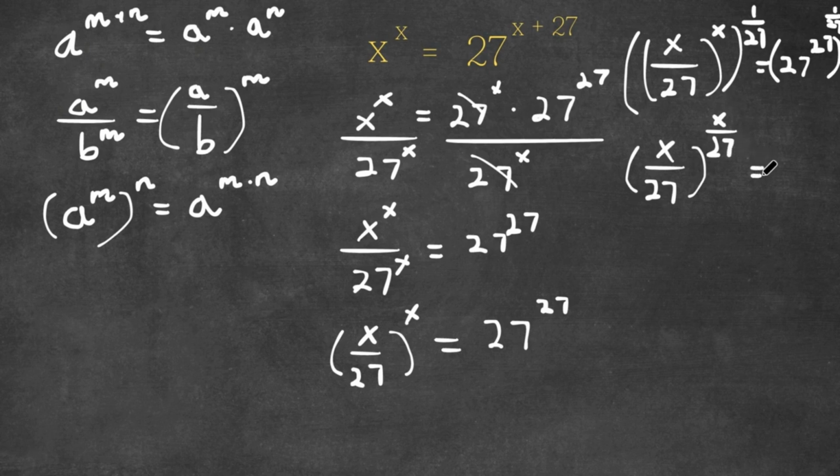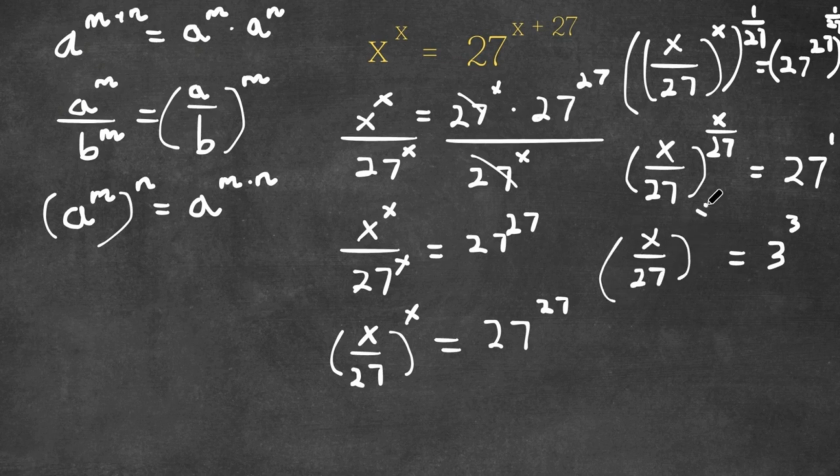Now this is equal to, I'm going to use the same property again. We have 27 to the power of 27 to the power of 1 over 27. I'm going to multiply 27 with 1 over 27, and that is equal to 27 to the power of 1. Now 27, this is the same thing as 3 to the power of 3. So now I have x over 27 to the power of x over 27 is equal to 3 to the power of 3.